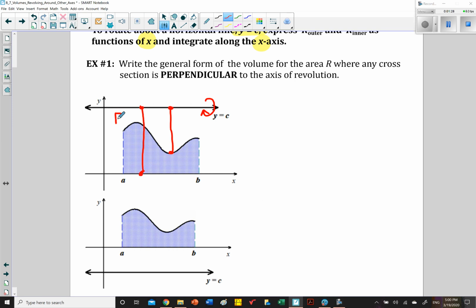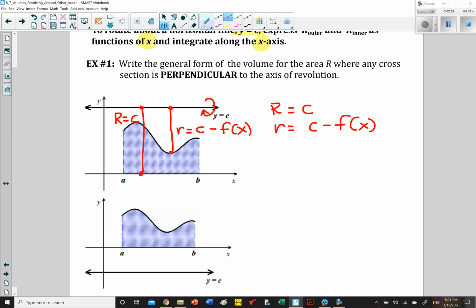So capital R equals c here. That would be the line. And little r would be c minus f of x. So capital R is just the equation of the horizontal line we're revolving around. Baby r is c minus f of x. So it's making a washer. We're keeping all of this, we're throwing away this. The purple or blue is what remains.